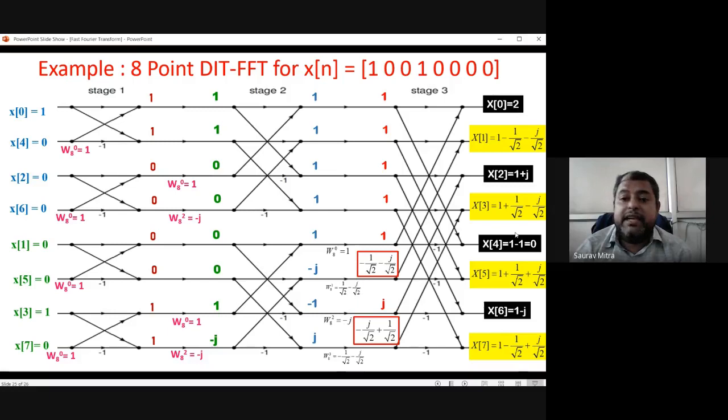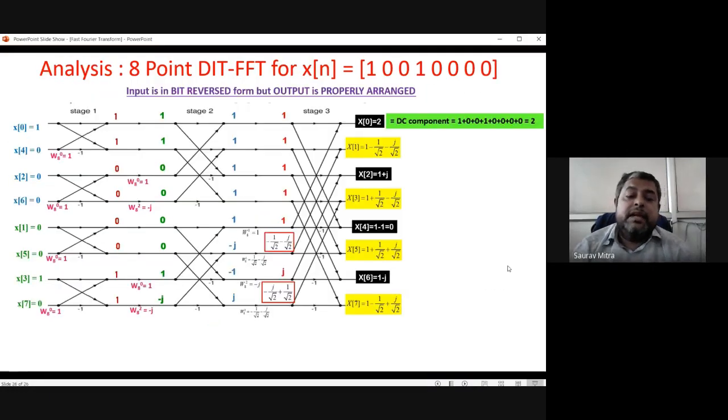So the result should be validated like this. Just after finding capital X0 to capital X7, you yourself can come to know whether the answers are correct or not. So this is the last slide. Let us have an analysis of what all we have done in the 8-point DIT FFT.